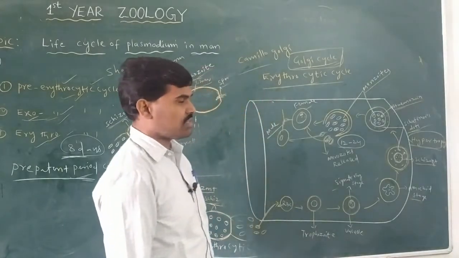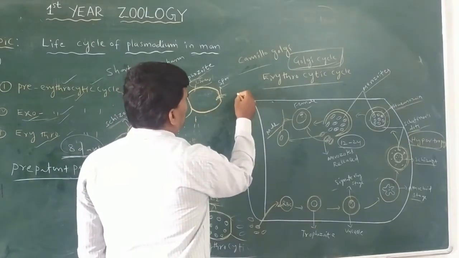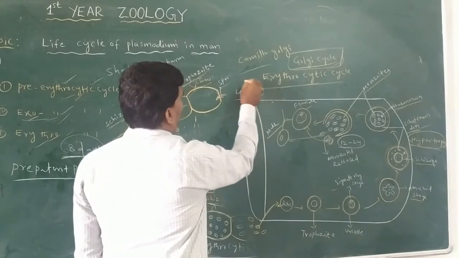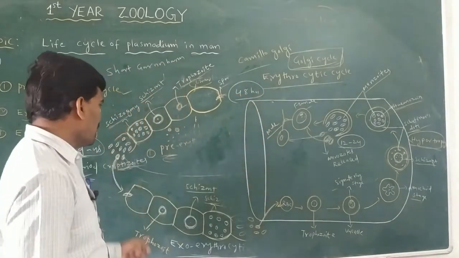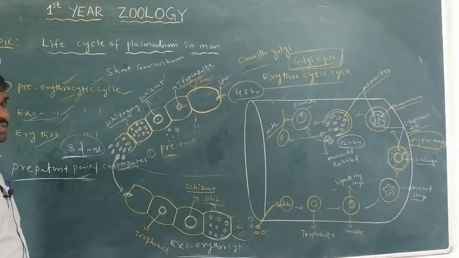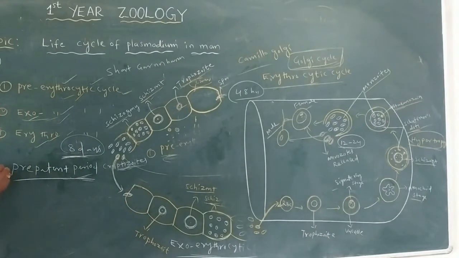The merozoites are released in these erythrocytic cycles, and this takes 48 hours. 48 hours are completed in one erythrocytic cycle, and 8 days in the pre-erythrocytic cycle. The pre-patent period was already discussed. The second one is the incubation period.